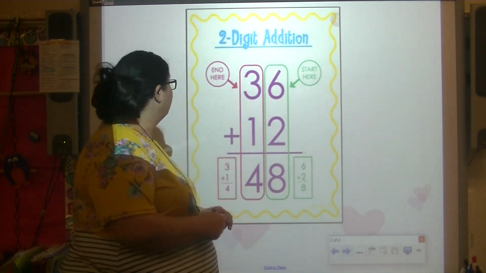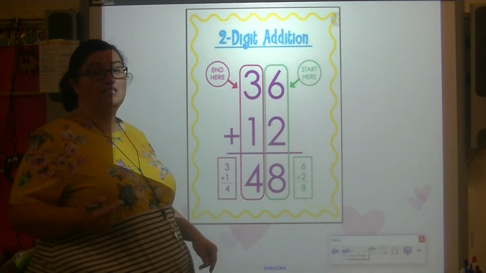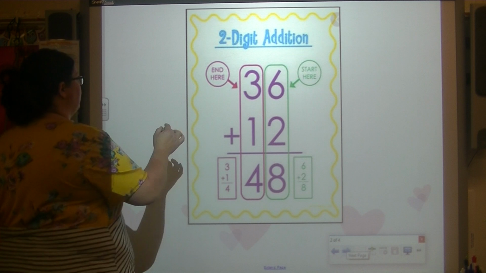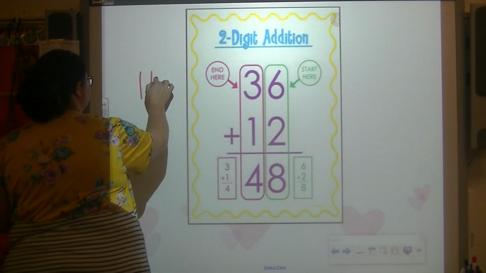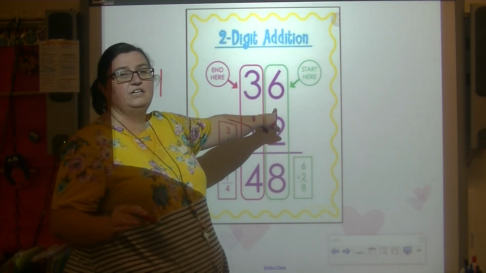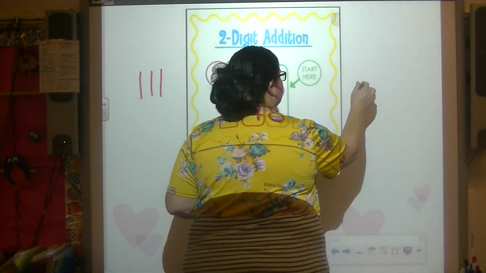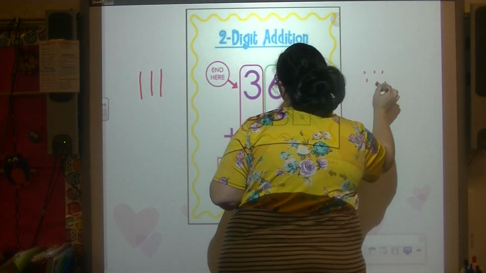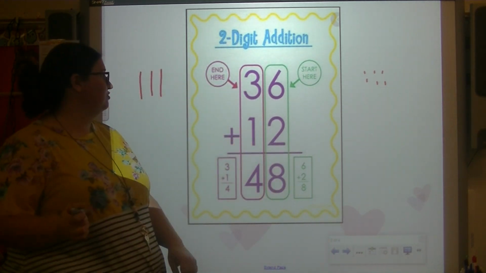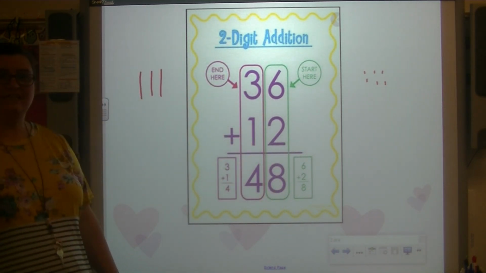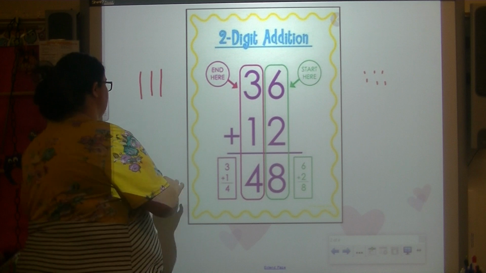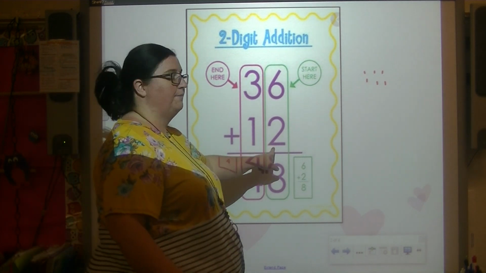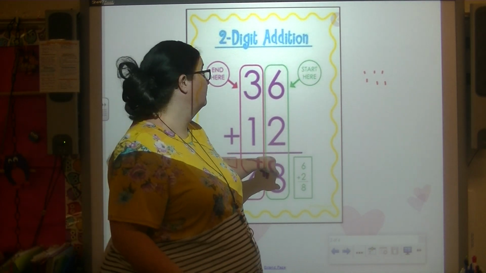All right, so in 36, how many 10s? 3 10s. And how many 1s? 6 1s. 1, 2, 3, 4, 5, 6. All right, and then 12, how many 10s? 1. And how many 1s? 2.